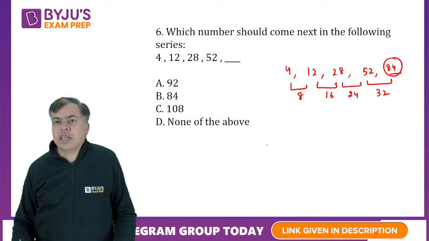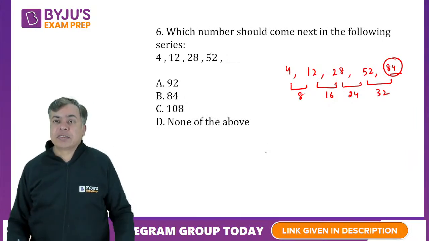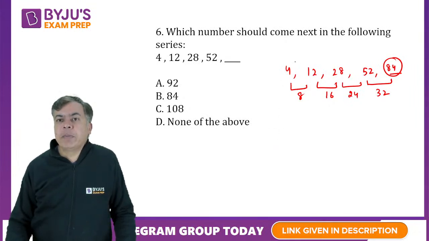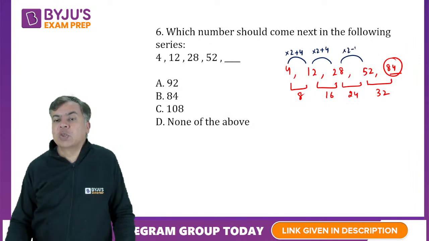Okay. Generally there may be multiple things, right? Some people may start doing this as, okay, here it is into 2 plus 4, here it is also into 2 plus 4, but here it is into 2 minus 4. So this is wrong, right?